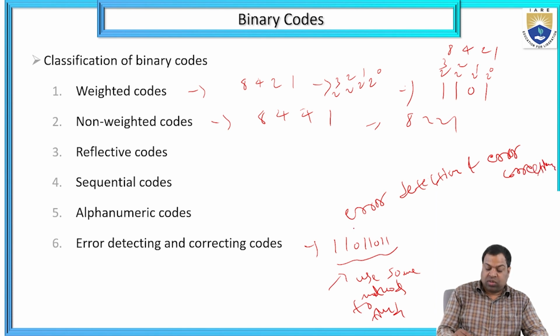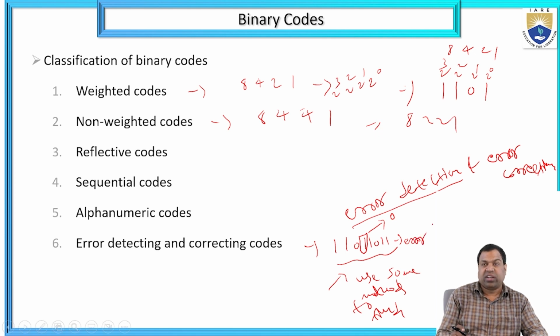So error detecting means we have to find where the error is, and error correcting means finding the exact value in place of the error. Suppose, for example, this is an error: in place of 0, a 1 is generated. So I detected that this code has an error, but where is the exact error? We have to find it out and correct it. That is error detection and correcting codes.